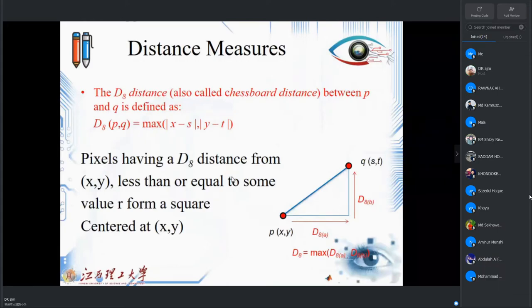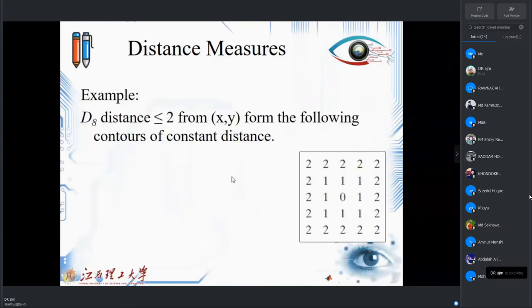Let us see this example. Again, see pixel 0. It has D8 distance less than or equal to 2 from x, y, following the contours of constant distance.